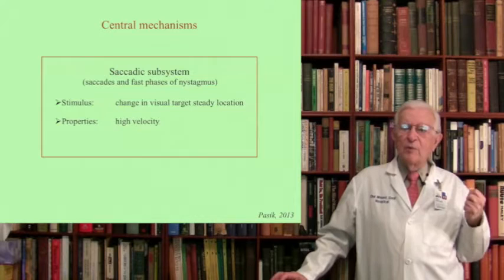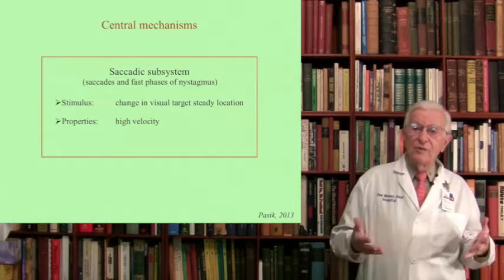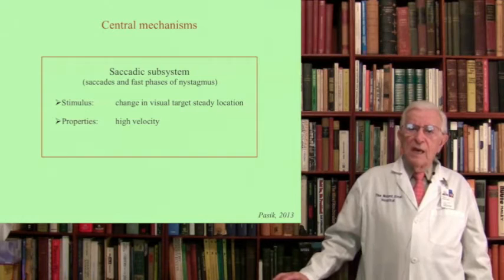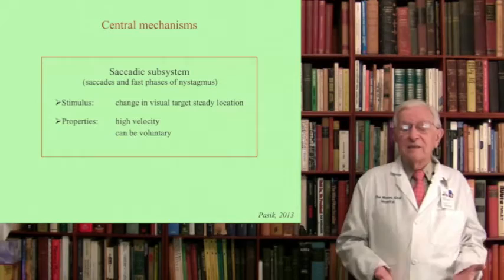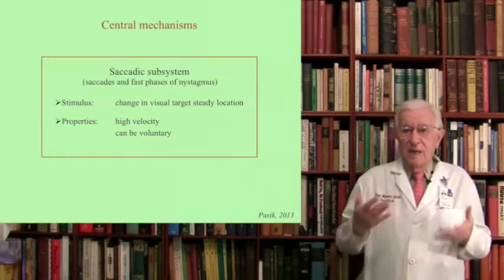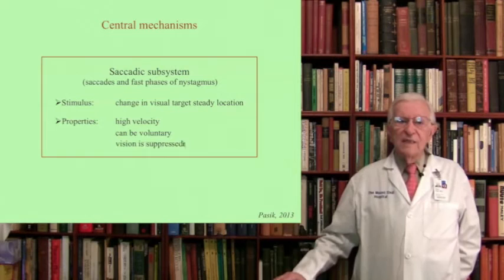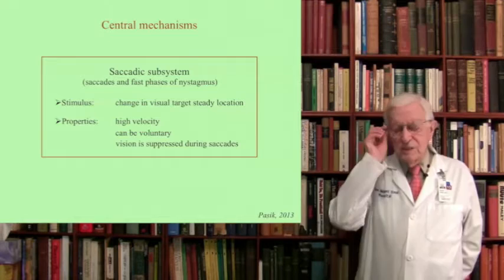First of all, it's done at very high velocities, of the order of hundreds of degrees per second. These are angular velocities, of course. Another property is that it can be performed voluntarily. And that's exactly what I did. If I am looking at this and then I want to shift my gaze to another target, I'm deciding to do that, and I do it through a saccade. Finally, very interestingly, vision is suppressed during saccades.